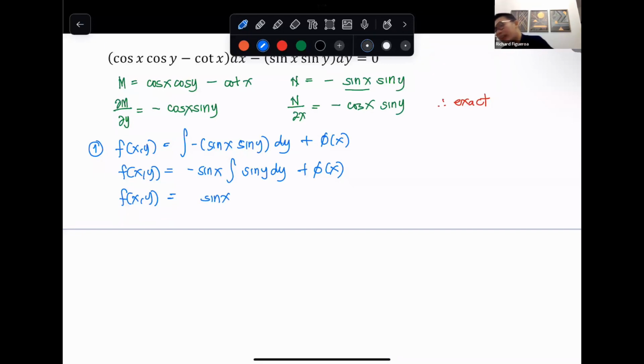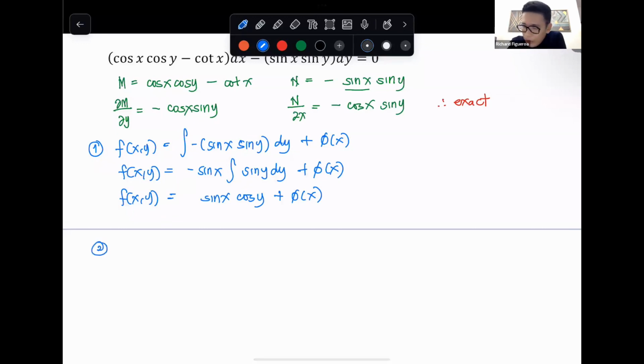Kaya lang ang integral ng sine y will be negative cosine y. So negative and negative, that makes it positive. So kaya positive cosine y na lang siya. So sine x cosine y, and then plus p of x. Again, sa integral of sine y, it's negative cosine y. So may negative sa taas, so multiply it, making it positive.